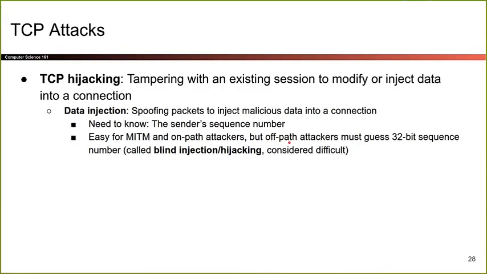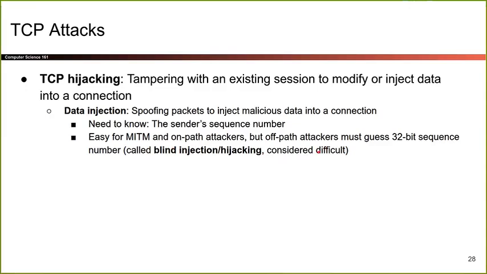What if you can't read packets? Then you have to guess the sequence number because you don't know. You haven't seen it before. You haven't read any messages. So if you're off path, you have to guess 32-bit sequence numbers. This can be kind of hard, and we usually call it blind injection or blind hijacking because you can't see packets. So you're flying blind, and you have to guess. And that is usually considered a bit more difficult.